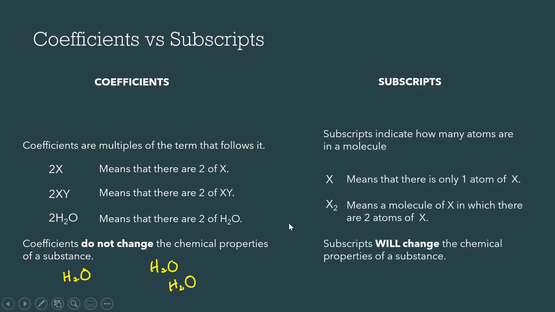In contrast, subscript indicates how many atoms are there in a molecule. If the subscript is 1, it means that there is only 1 atom. So in this case, it means that there is only 1 atom of X. If it's X subscript 2, then it means that it's a molecule consisting of 2 atoms of X. Unlike coefficients, which do not change the chemical properties of the substance, subscripts will change the chemical properties of a substance. And we will illustrate this with an example.